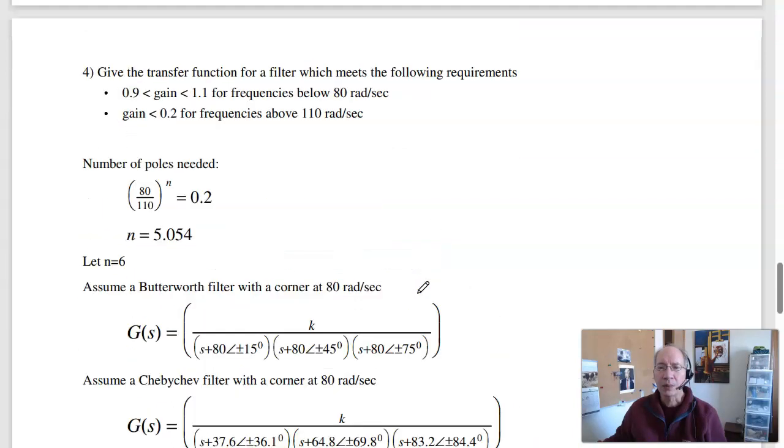Problem 4. Give the transfer function of a filter that passes frequencies below 80 radians per second, rejects frequencies above 110. And by reject, I mean the gain is less than 0.2. First, determine how many poles you need. As you go from 80 to 110, with n poles, the gain drops down to 0.2. Solve for n is 5.05, meaning I need at least 6 poles.